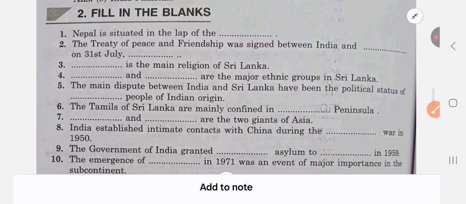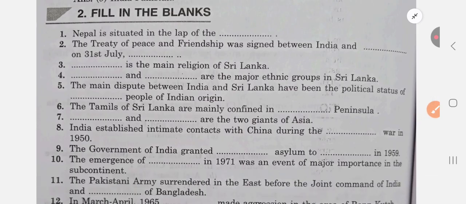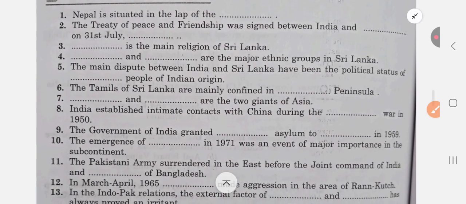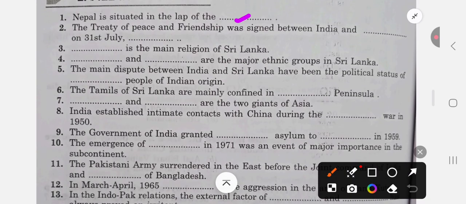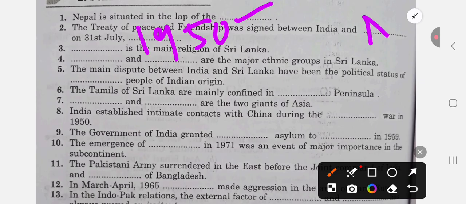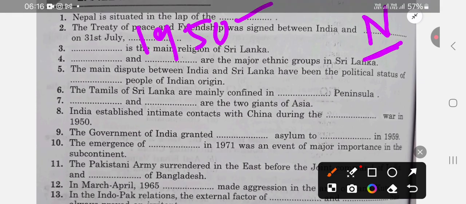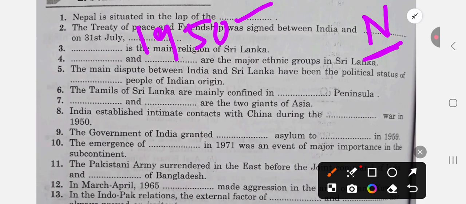Now, fill in the blanks. First question is, Nepal is situated in the lap of dash, in the lap of the Himalayas. So here the Himalayas would come. The Treaty of Peace and Friendship was signed between India and Nepal on 31st July 1950. Here it would come 1950, and Nepal, right? Nepal.